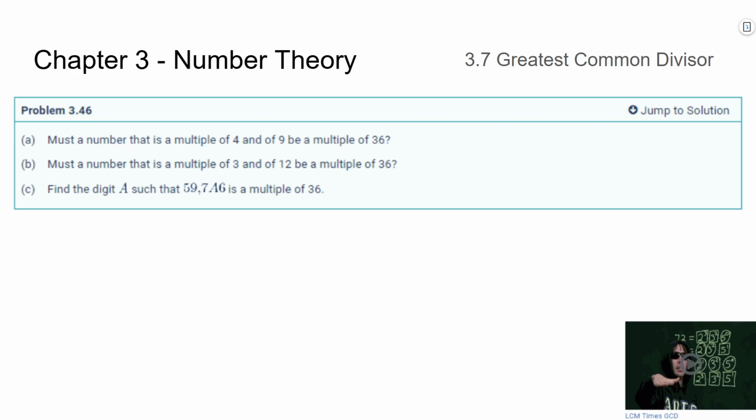Okay, so must a number that is a multiple of 4 and 9 be a multiple of 36? All right, so if it's a multiple of 4 and of 9, it must also be a multiple of 36.